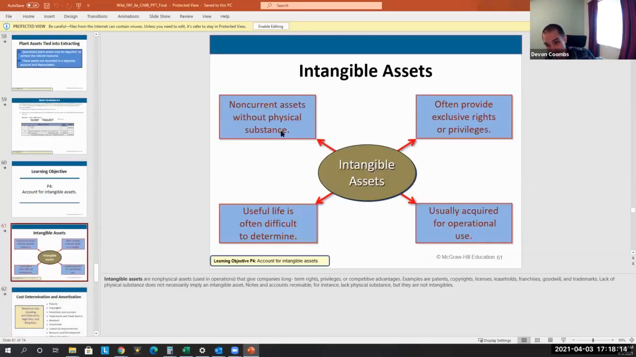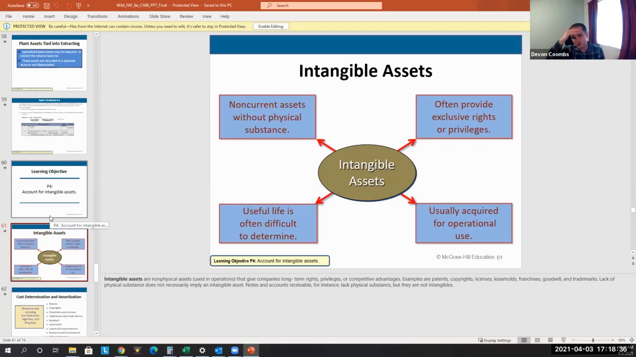So they're non-current assets without physical substance, and they often provide exclusive rights or privileges. That means I have a right to sell iPhones. I have the right to the design of iPhones. No one else can make it. That's a patent, right? Or I have a right to use the name Subway, kind of trademark the name Subway. There's a value to that.